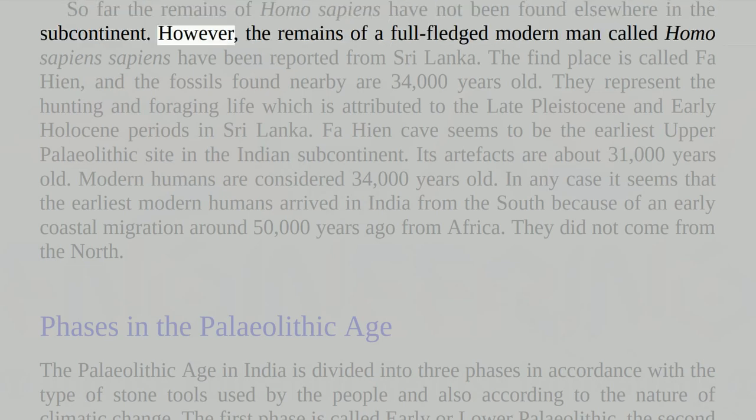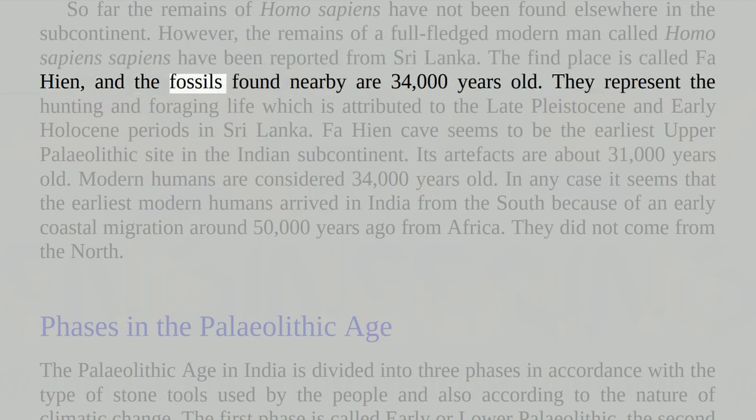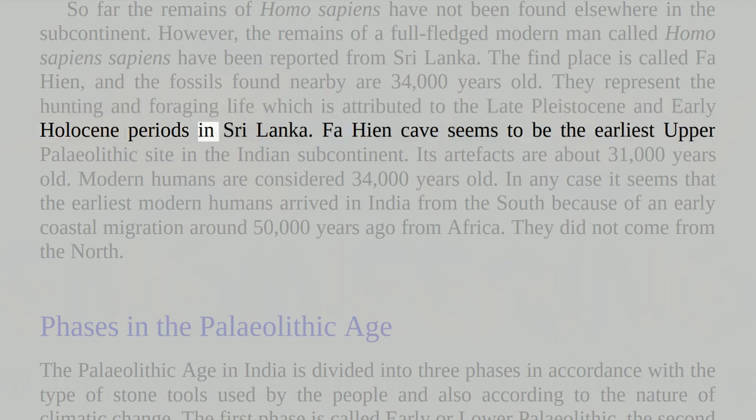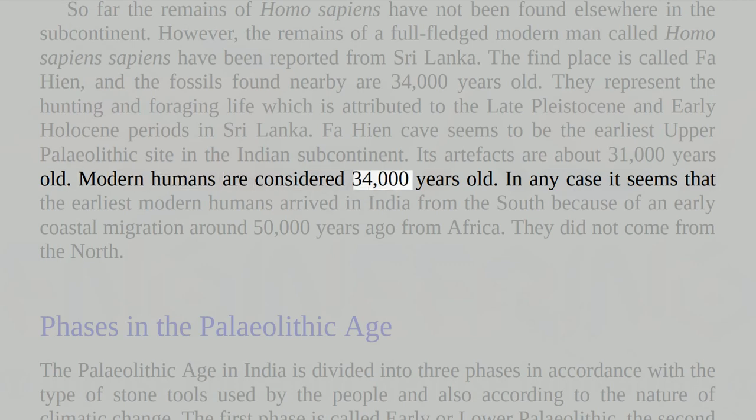However, the remains of a full-fledged modern man called Homo sapiens sapiens have been reported from Sri Lanka. The find place is called Fahian, and the fossils found nearby are 34,000 years old. They represent the hunting and foraging life which is attributed to the late Pleistocene and early Holocene periods in Sri Lanka. Fahian cave seems to be the earliest Upper Paleolithic site in the Indian subcontinent. Its artifacts are about 31,000 years old. Modern humans are considered 34,000 years old.